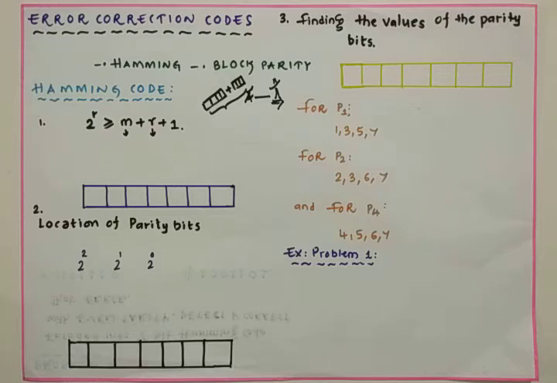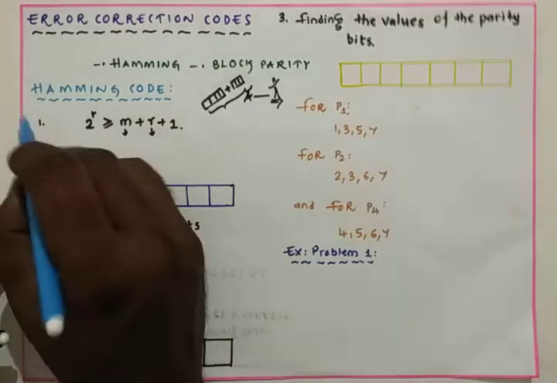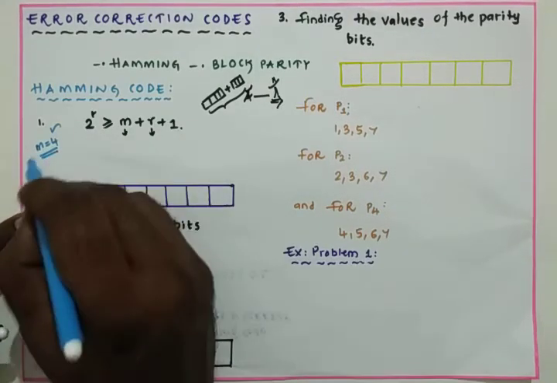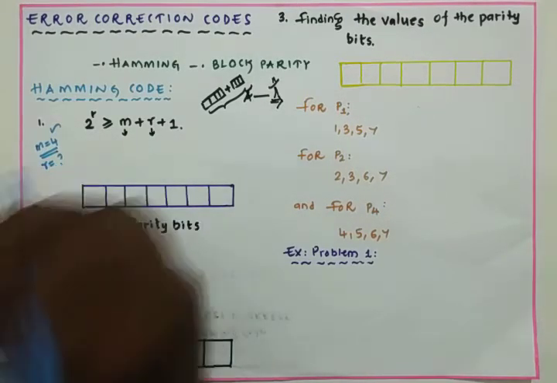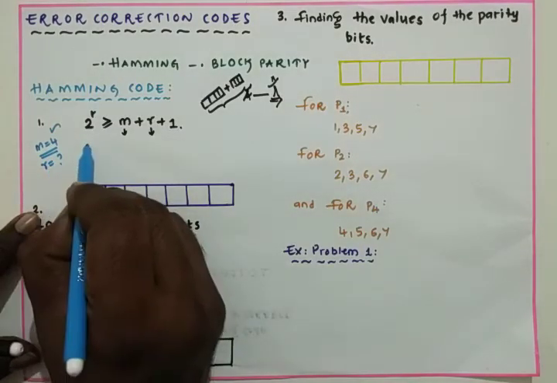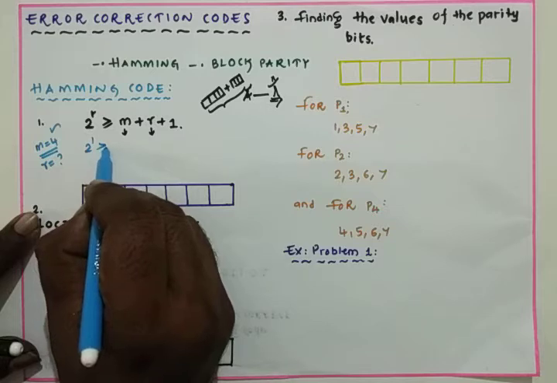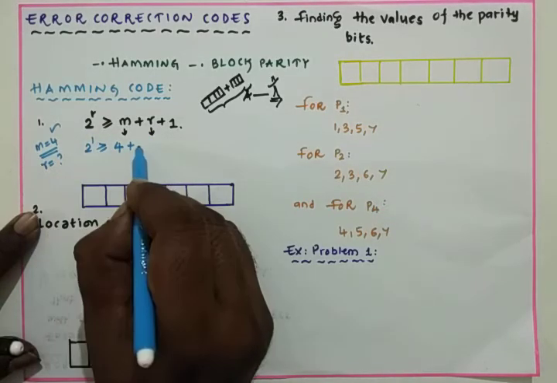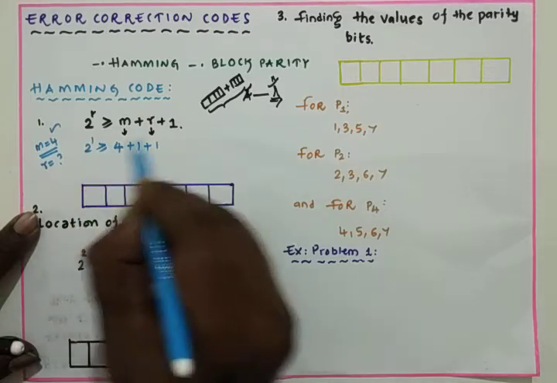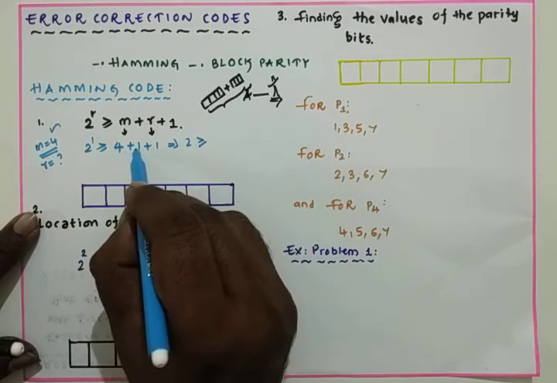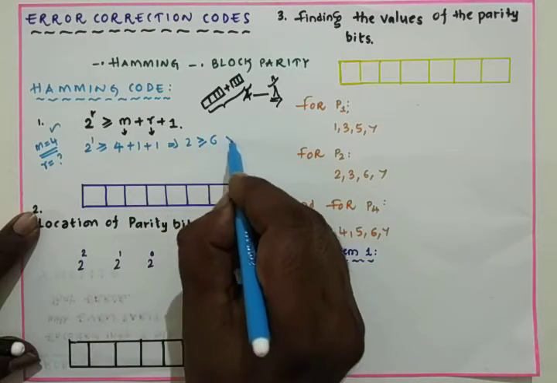In this case I am going with a particular example. Let us assume that the number of data bits is 4, that is m is equal to 4. Then how many parity bits do we have to add? Take r equal to 1 now. 2 power of 1 greater than or equal to m, that is 4, plus r, that is 1, plus 1. That means 2 is greater than or equal to 6, so it is wrong.